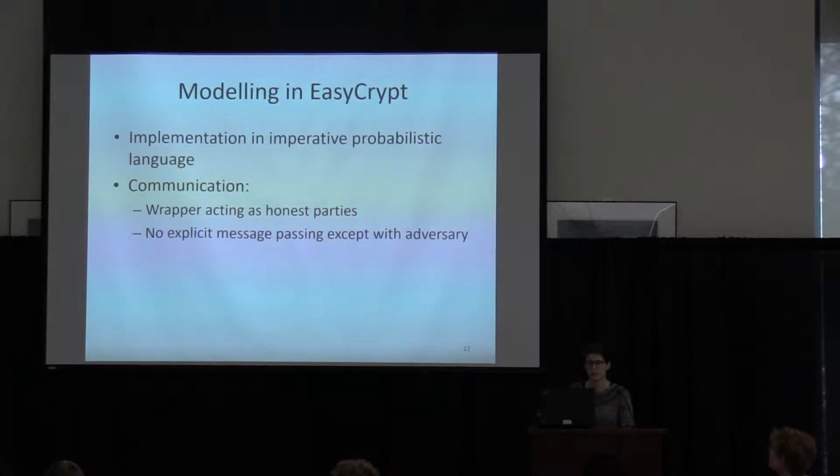So for our modeling in EasyCrypt, the first step we did was, of course, take the protocol that was defined in the paper and implement it. EasyCrypt has a built-in probabilistic while language that we just use to express the protocol from the paper. There's just one caveat here: EasyCrypt doesn't have an explicit or built-in mechanism for message passing. So what we did instead, we used a module as a wrapper that acts as the honest party. So there's no explicit message passing between honest parties. But that is not too far from the actual model because we have a synchronous communication model. The only explicit message passing is when you interact with the adversary. So you pass messages to the adversary, of course, and then get back some messages.